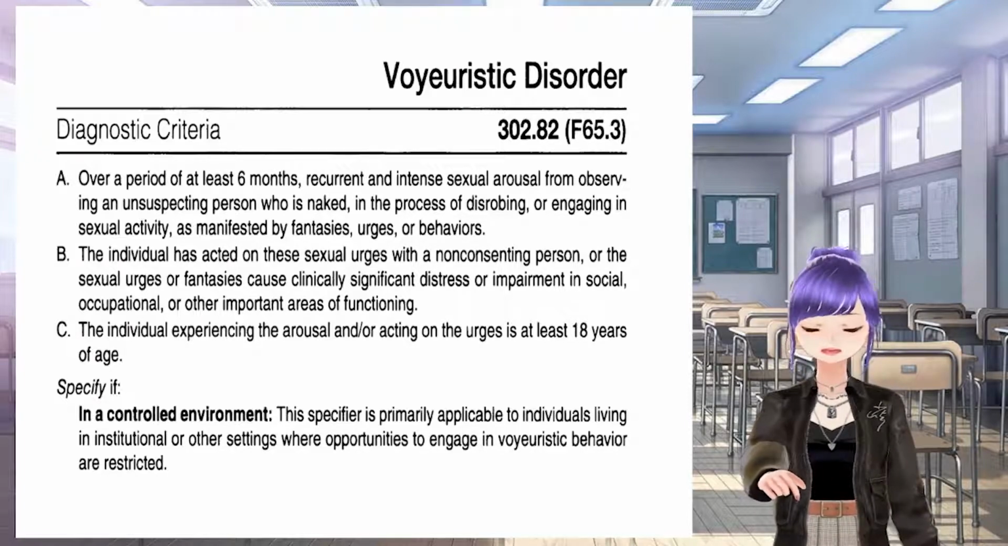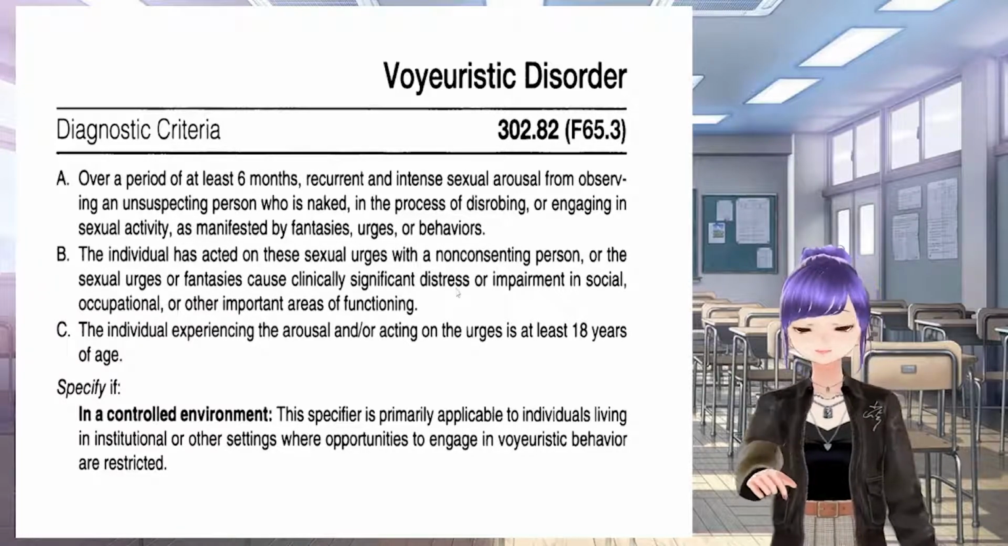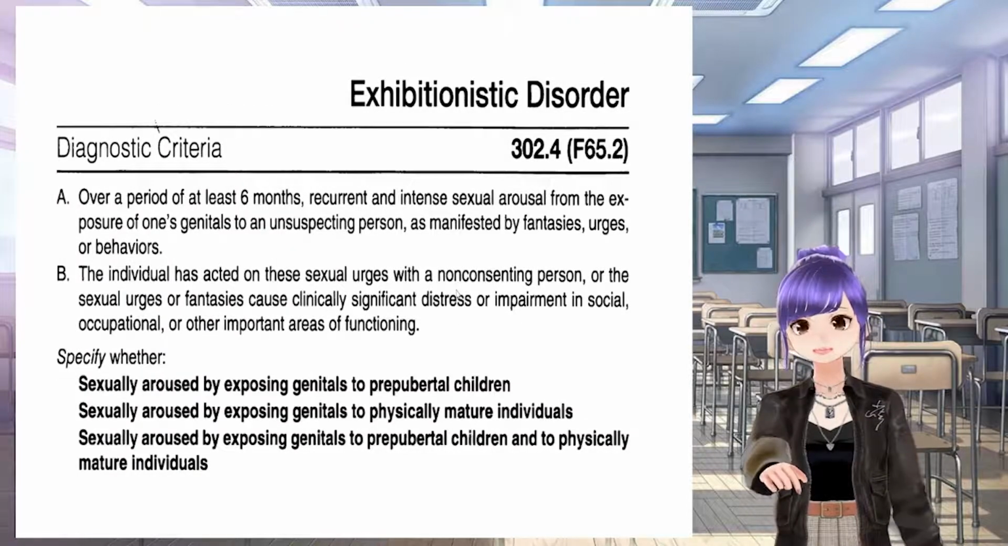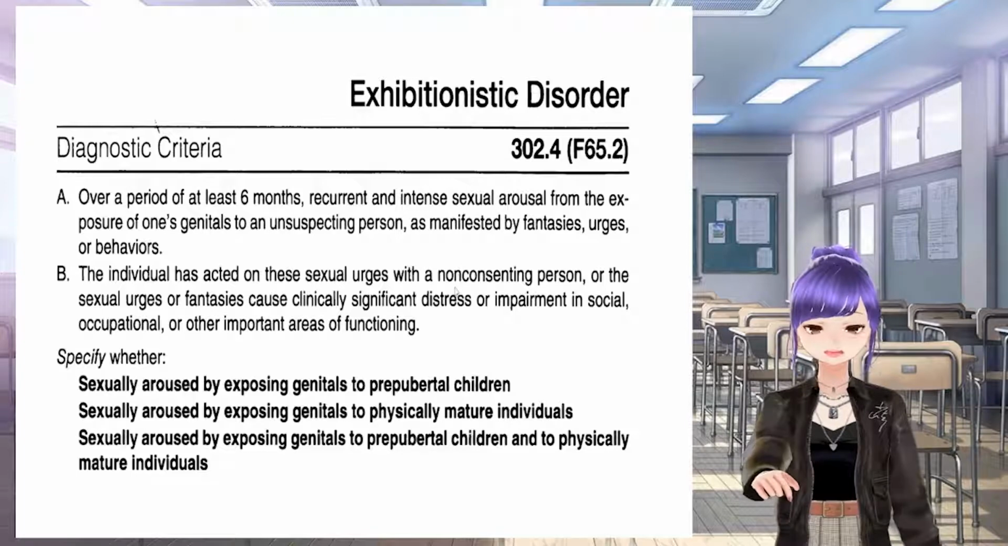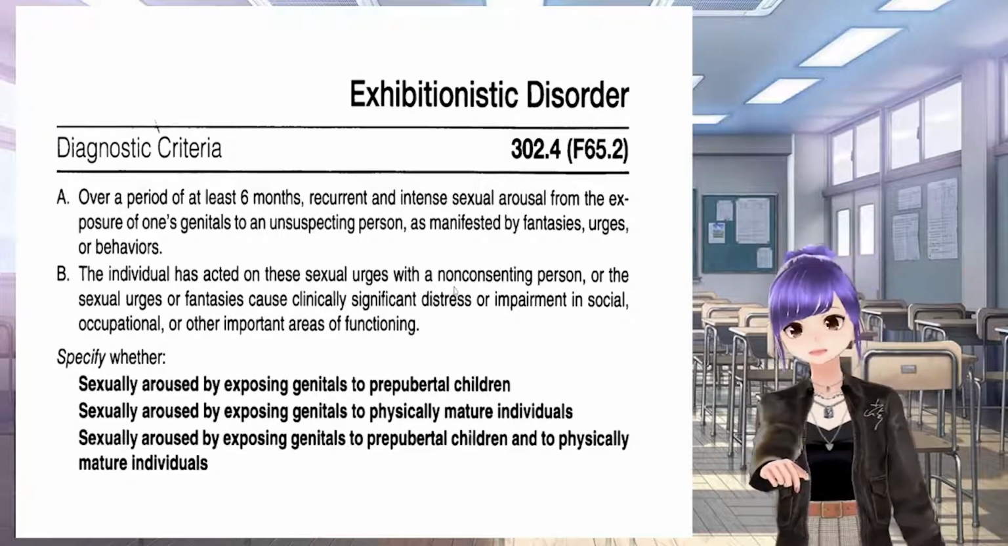So there is a specifier here if it is in a controlled environment and if it is in remission. In a controlled environment, this specifier is primarily applicable to individuals living in institutional or other settings where opportunities to engage in voyeuristic behaviors are restricted. So we also have exhibitionistic disorder. Same: over a period of 6 months, there is recurrent and intense sexual arousal from the exposure of one's genitals to an unsuspecting person, as manifested by fantasies, urges, or behaviors.